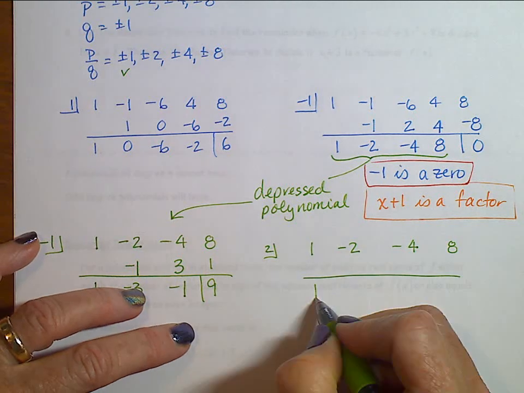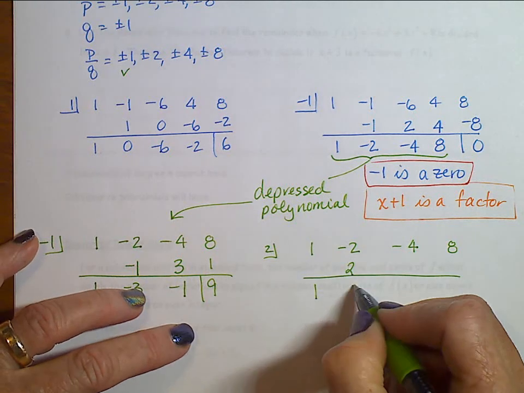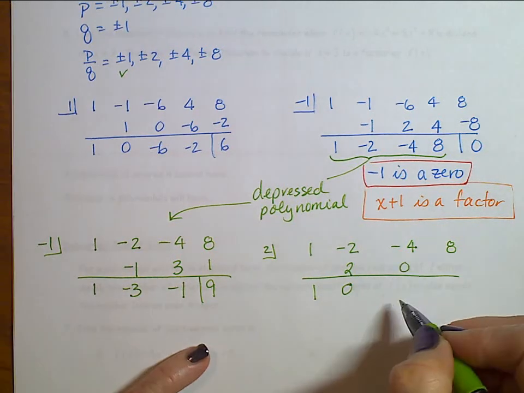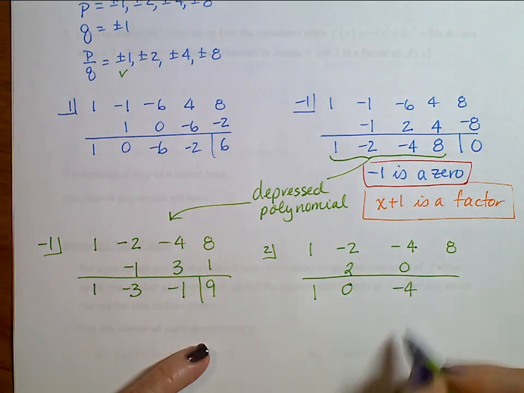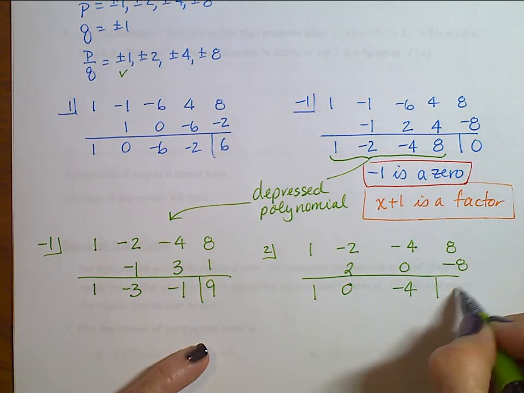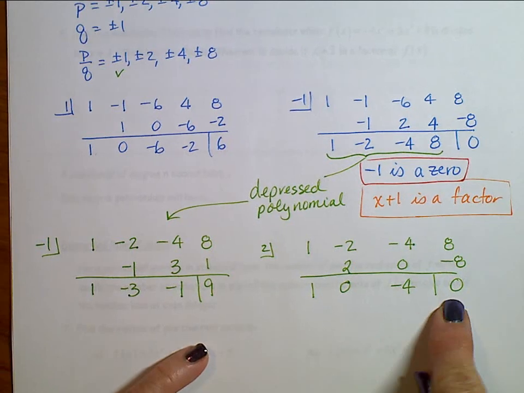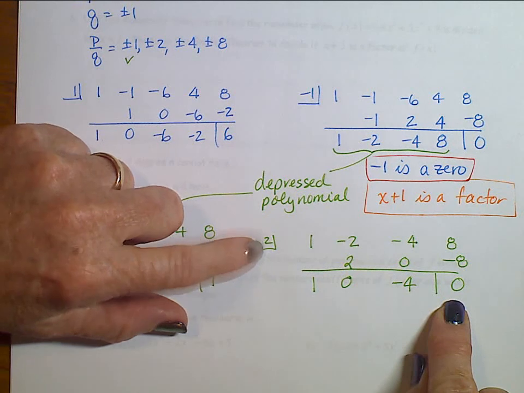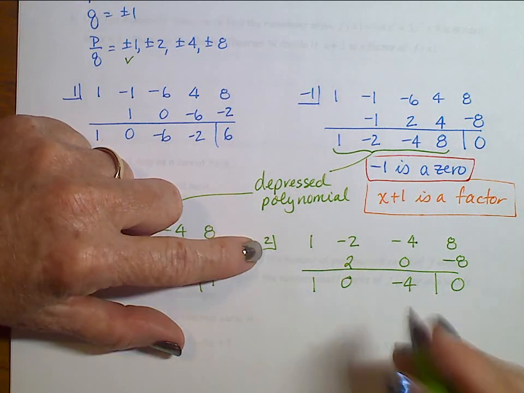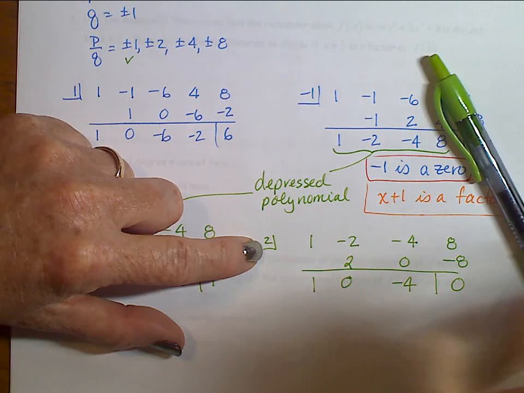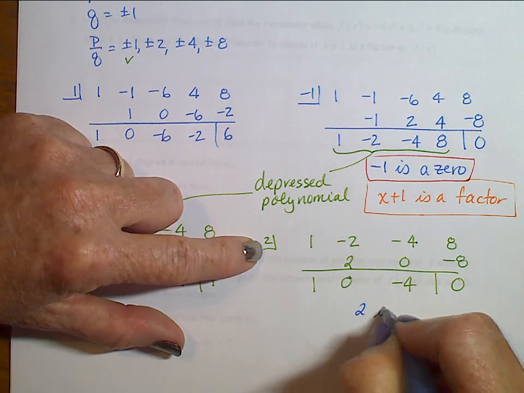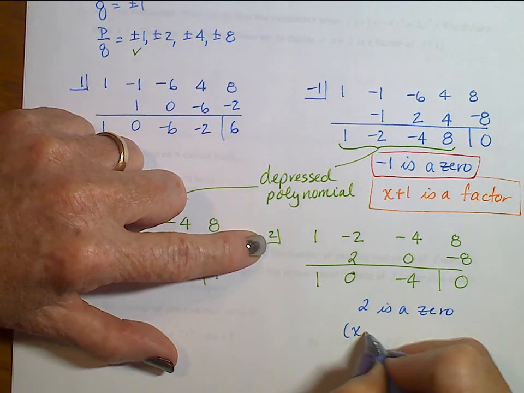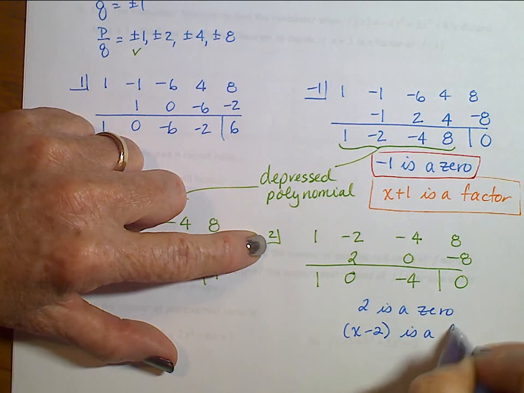Bring the 1 down, multiply, that's 2. Add, that's 0. Multiply, 0. Add, negative 4, multiply, negative 8, 0. All right, another remainder of 0. That means that right here, this 2 is a 0, which means also that x minus 2 is a factor.